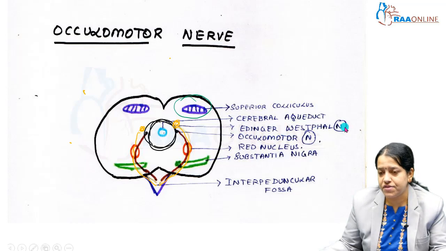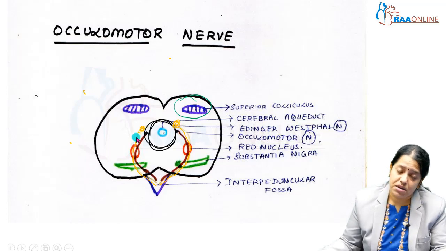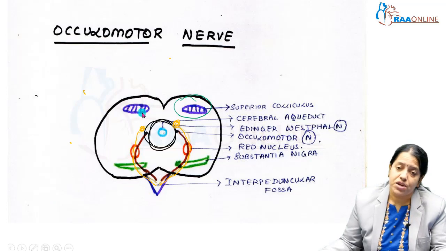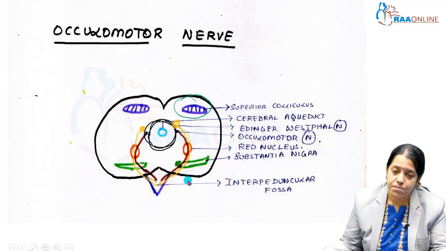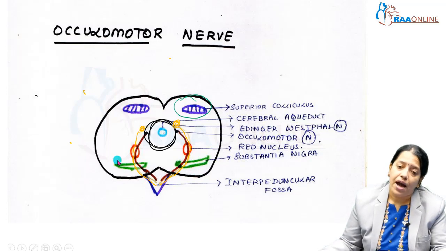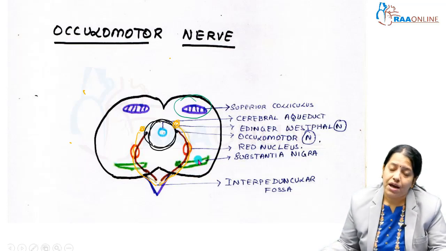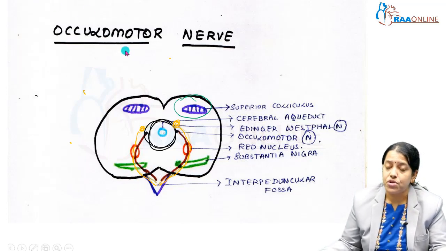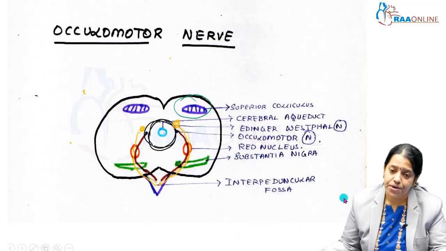Now this Edinger-Westphal nucleus is the parasympathetic component of the oculomotor nerve, but the nerve fibers will mix together and come out on the ventral aspect. You can see it is passing through the red nucleus. At this section of the midbrain, you have the red nucleus, the substantia nigra, and also the crus cerebri. It will come out medial to the crus cerebri, passing through the red nucleus and the substantia nigra, and emerge in the interpeduncular fossa. The oculomotor nerve is a content of the interpeduncular fossa.